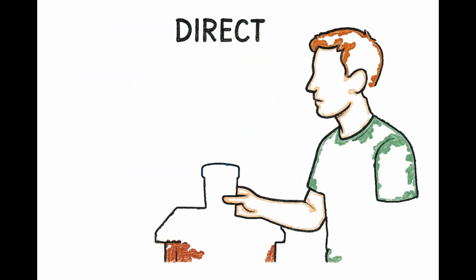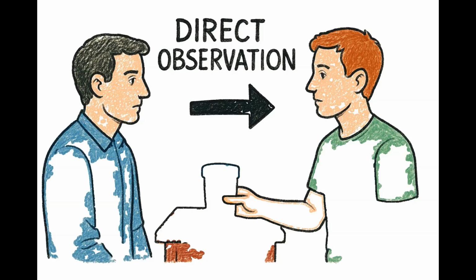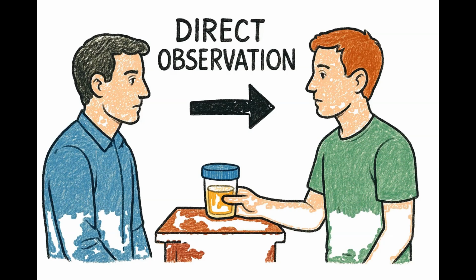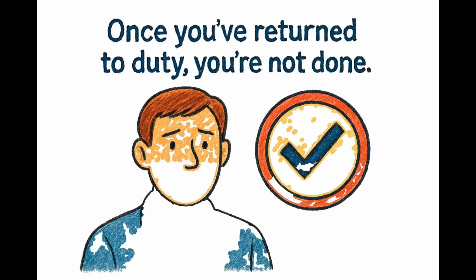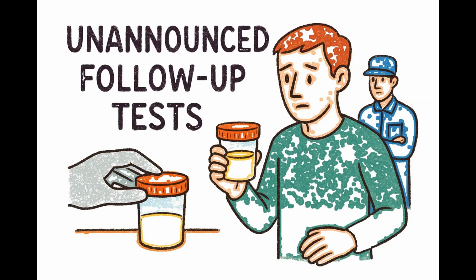This test must be negative for drugs or show a blood alcohol level below 0.02, and it must be conducted under direct observation, meaning a collector will watch you provide the urine sample. Once you've returned to duty, you're not done. You'll be subject to a series of unannounced follow-up tests.